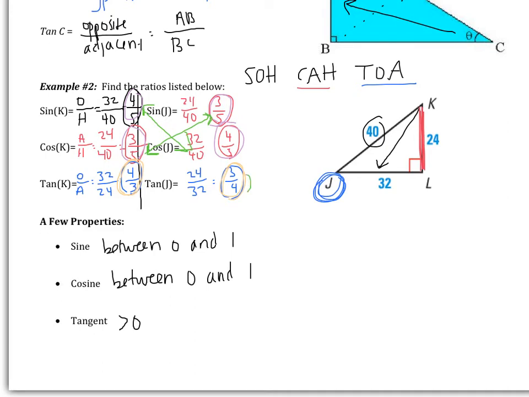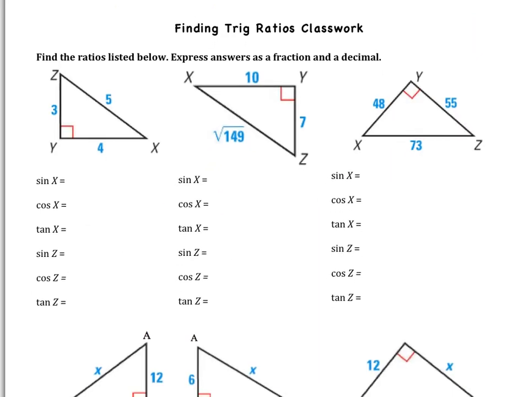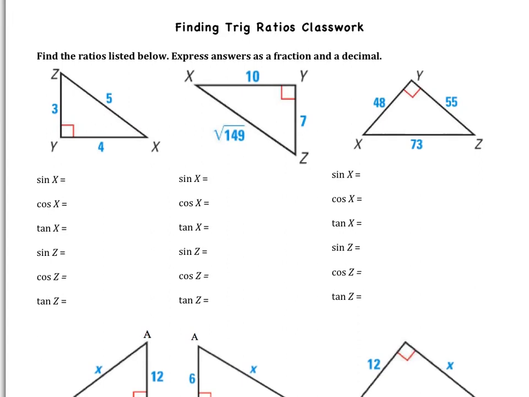And then the tangents are reciprocals. So 4/3, the reciprocal, will give us 3/4. Again, this is a way to check your answer. So let's use these facts to do another problem. Flip the page, please. Okay, so you will notice that you have a worksheet that says Finding Trig Ratios classwork. This is classwork, but we're still going to do a few of them together. So looking at the first one, sine of x is opposite over hypotenuse. So I'm going to write SOHCAHTOA at the top.